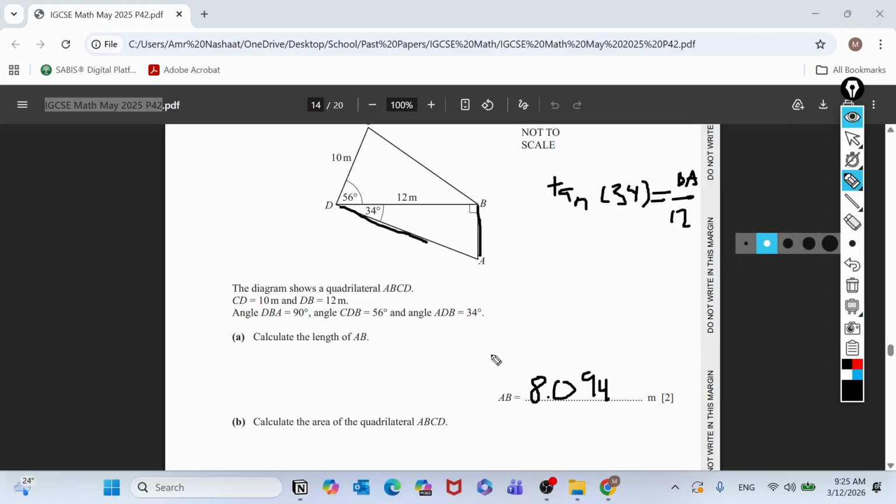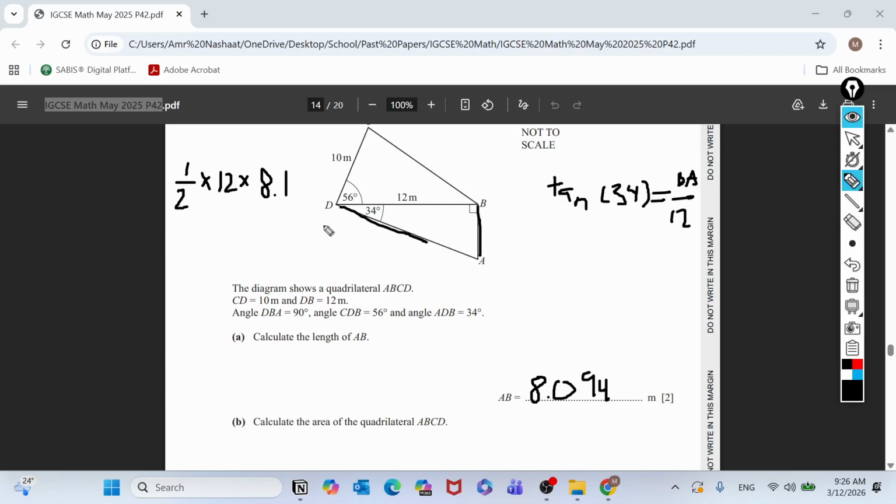Calculate the area of the quadrilateral. Oh my god. So now we need to find the area of this and add it to the area of this. Okay. What's the area of this? 1 over 2 base times height. So 1 over 2 base, so 12, times the height, which is 8.09. Just say 8.1.